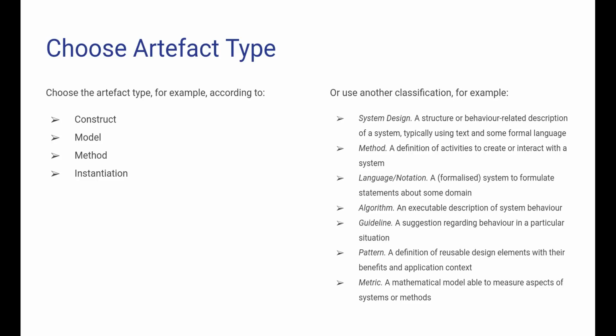When you choose the artifact type, you will start from some artifact classification, for example V1 that classified artifacts into constructs, models, methods, or instantiations. But you can also use some other artifact classification, for example the more pragmatic one shown here to the right.